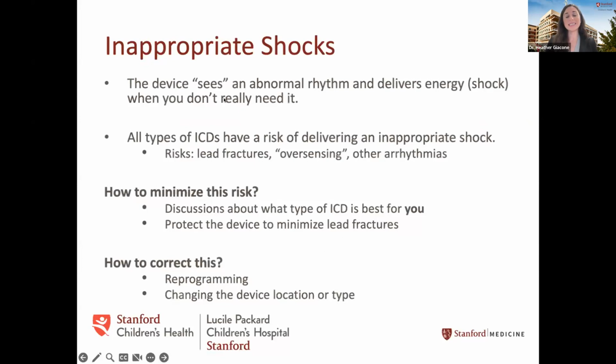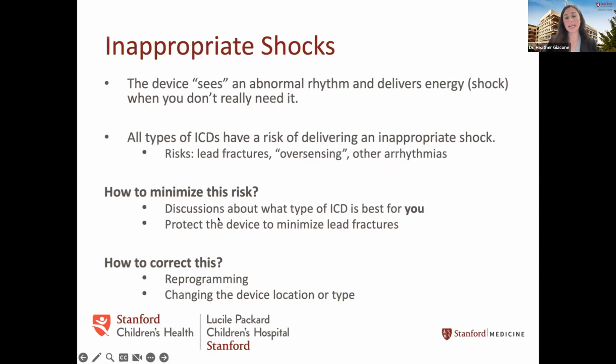So this is when the device sees an abnormal rhythm and delivers energy or a shock when you don't really need it. All types of ICDs do have a risk of delivering an inappropriate shock. When does this happen? If the lead is fractured, if there's what we call oversensing, where that electrical impulse of how the heart relaxes is too tall, it can again see it as an abnormal rhythm when it's actually not. Or if you have other types of arrhythmias coming from the top part of the heart that look wide and are very fast, the ICD may think that this is coming from the bottom part of the heart and deliver energy and give a shock.